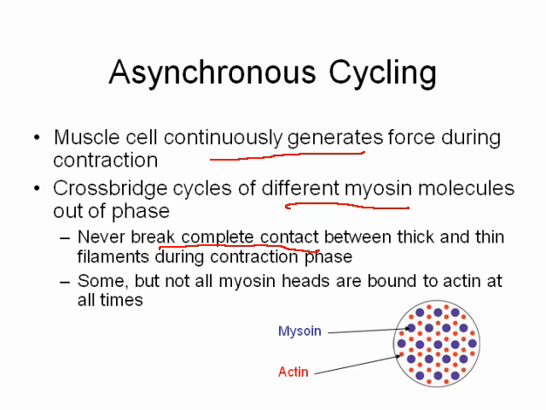There are always some cross bridges intact. Some, but not all, of the myosin heads are bound to actin at any given time. And it's this asynchronous nature, the fact that they're not all bound at the same time, that allows a smooth, fluid contraction that allows the continuous generation of force.